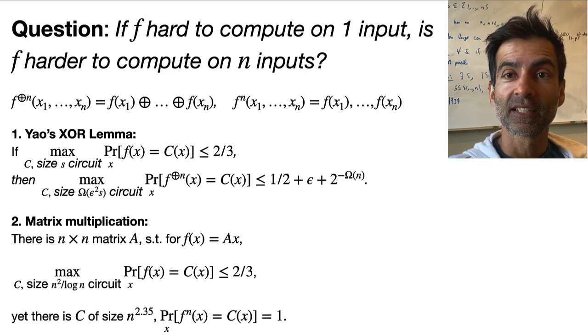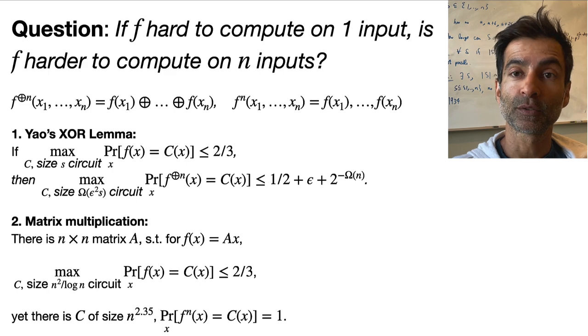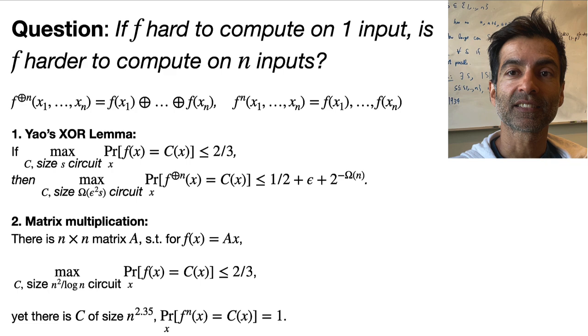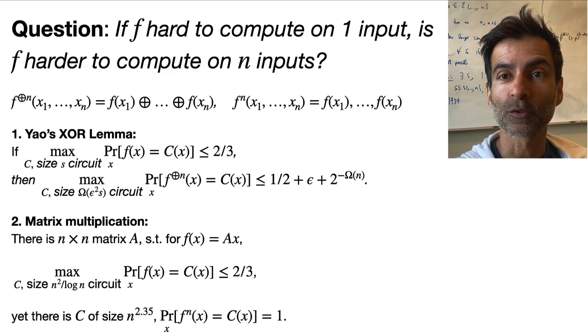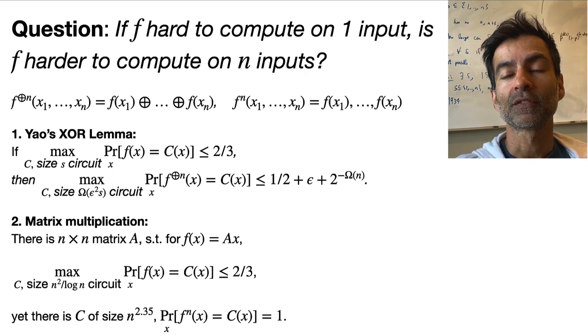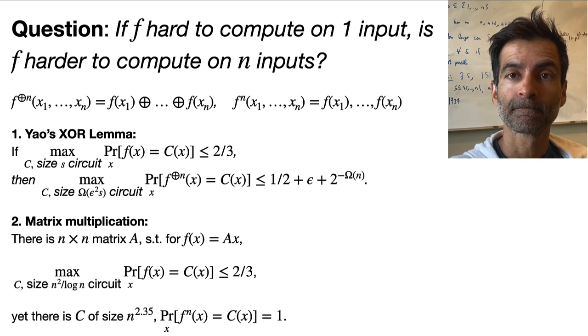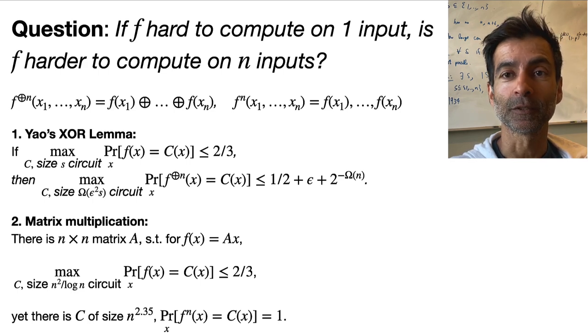On the other hand, if you think about what it means to compute f^n of x, f on n different inputs, that corresponds to multiplying 2 n by n matrices. And we can do that in time order n to the 2.35 or something smaller. So that gives you an example of a function where computing n copies is significantly easier than computing each one separately. So interesting things happen with circuits.